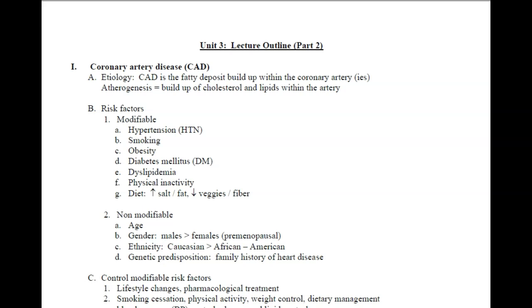So you're going to hear this a lot in nursing school and during your clinical rotations. So what is CAD? CAD is a fatty deposit buildup within the coronary arteries. And when we're talking about CAD, we need to know what atherogenesis is. So atherogenesis is basically the buildup of cholesterol and lipids within the artery. Let's take a look at these images for now.